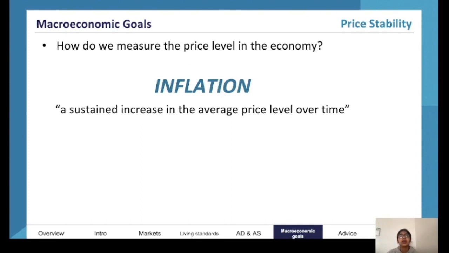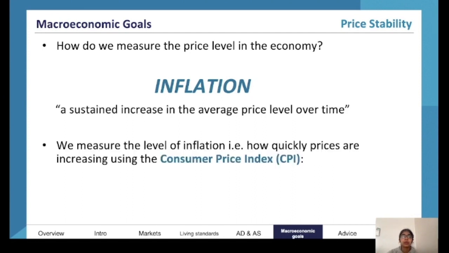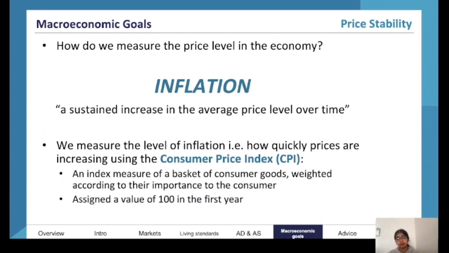So, definition of inflation: it's just a sustained increase in the average price level over time. The way that we measure inflation, we use the CPI, or the Consumer Price Index. And this is pretty much where the ABS, the Australian Bureau of Statistics, survey metropolitan households, a very small percentage, I think just 2%, to investigate what goods they buy, what goods they use the most, and then weigh them, and then determine inflation.